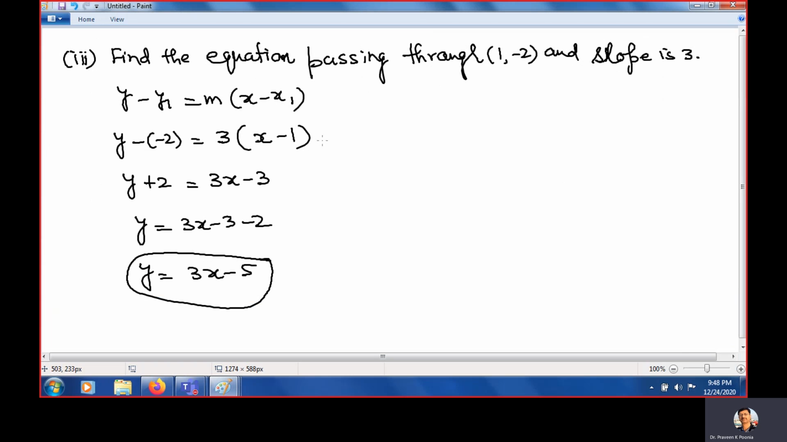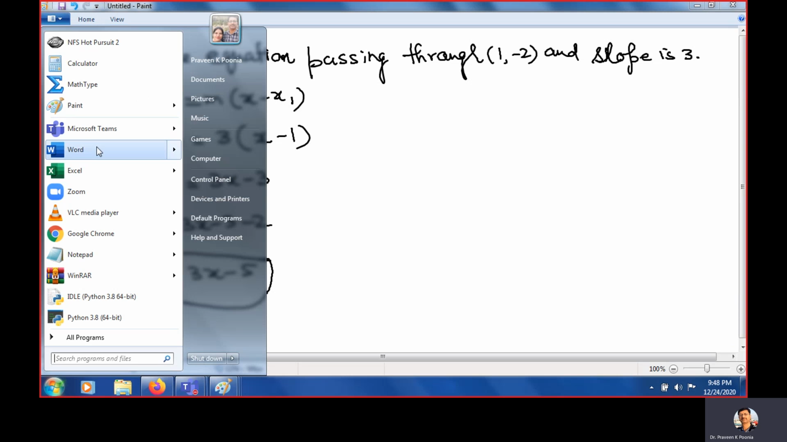After finding the slope, you need to put the value in the given equation, and then you can find the equation. Okay, so you can solve this type of question, and there is one more type of question. In that question, the equation is not found. Clear? What is the question? Find the slope.